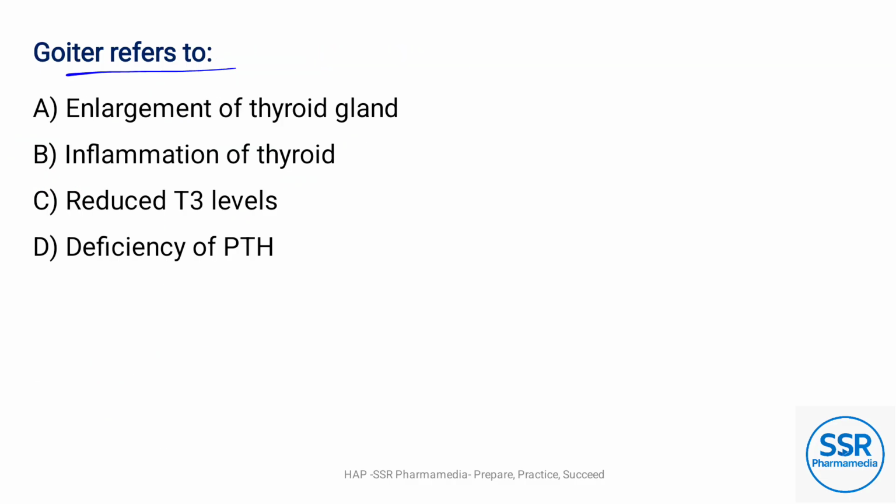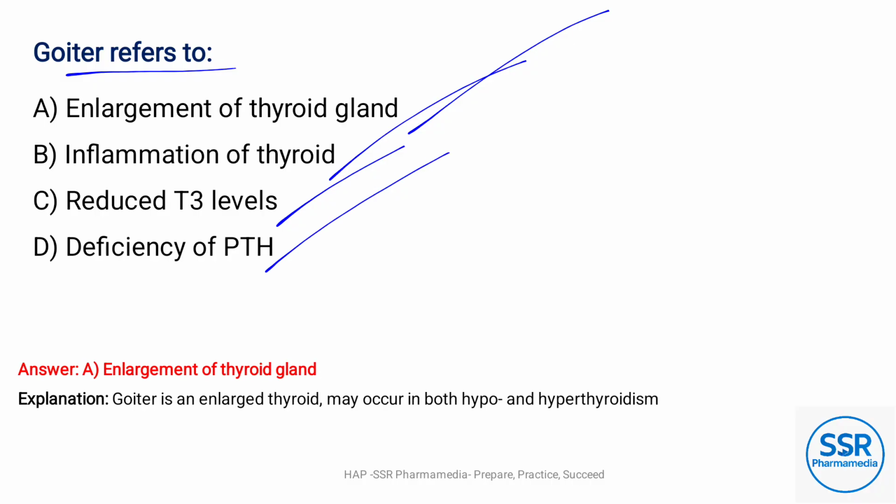Goiter refers to: option A, enlargement of thyroid gland; option B, inflammation of thyroid; option C, reduced T3 level; option D, deficiency of parathyroid hormone. So the answer is option A, enlargement of thyroid gland. Goiter is an enlarged thyroid, which may occur in both hypo and hyperthyroidism.